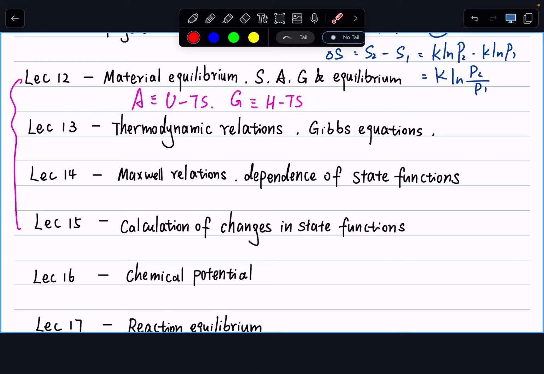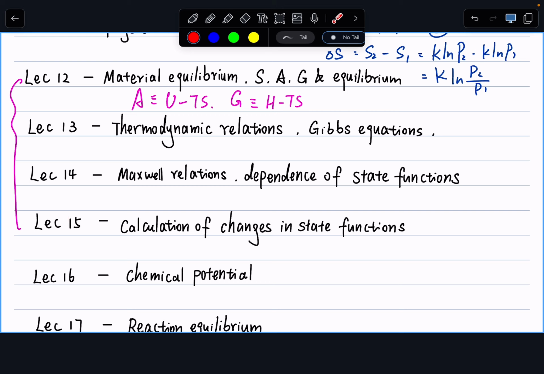All right, so that's lecture 12. So knowing how A and G are defined, what exactly do A and G tell us? What's the physical meaning of A and G? A tells you the maximum amount of work done by the system. And for G, that's the maximum amount of non-PV work done by the system. So those are the physical meanings of A and G.